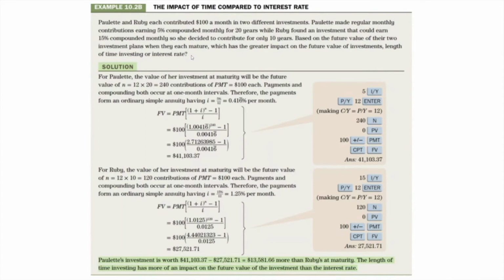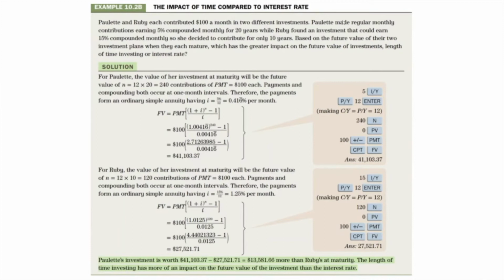All we're doing is really calculating for Paulette first. So Paulette made regular monthly contributions, 5% compounded monthly. We need to take 5%, divide it by 12, and that will give us 0.416 rate per month. And it's for 20 years. So keep in mind, it's compounded monthly for 20 years. So that's 12 compounds a year times 20 years. 12 times 20 is 240.